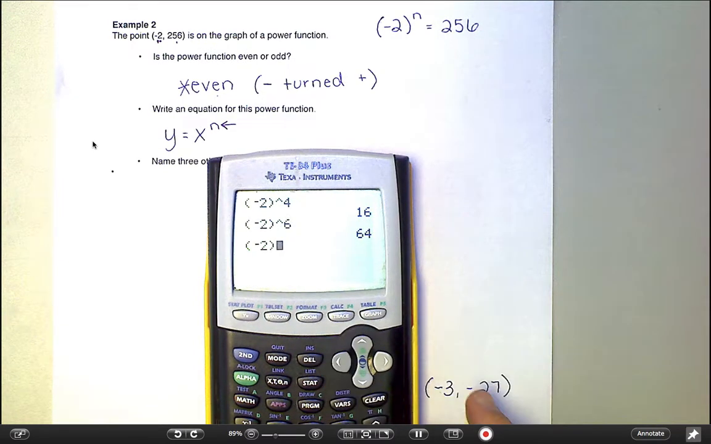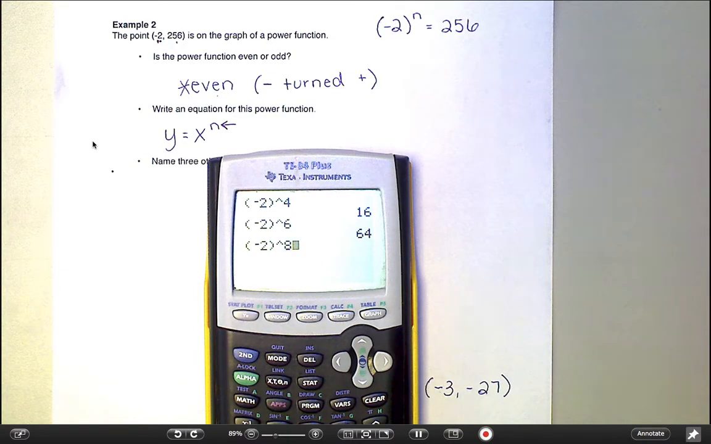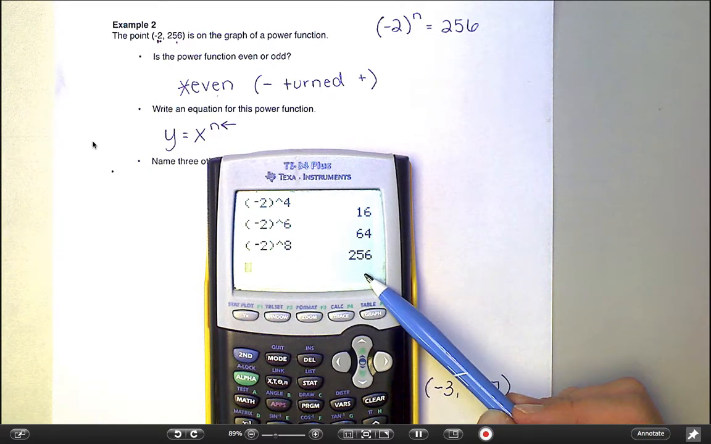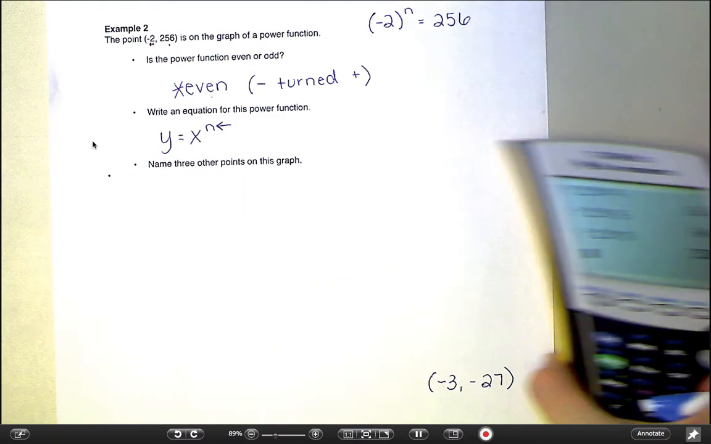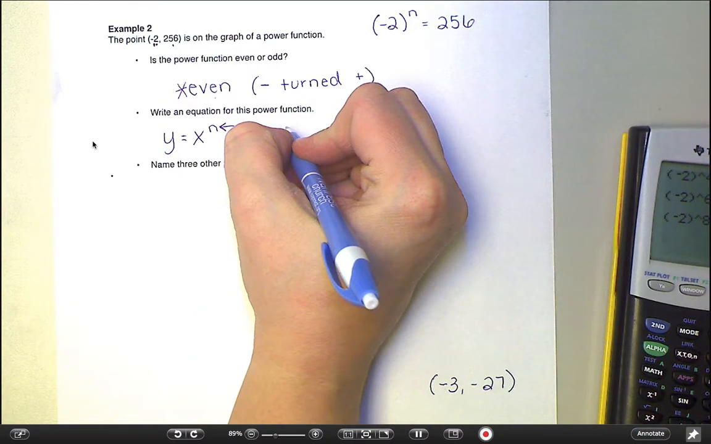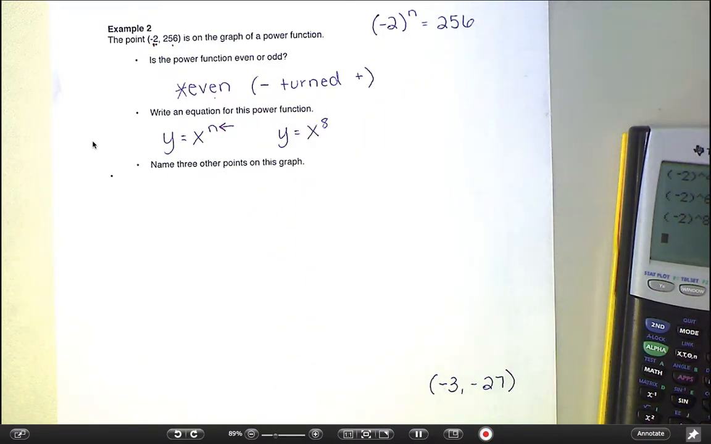-2 to the 8th. By the way, some of you probably already knew the answers to some of these ones, so you wouldn't have had to guess them. Okay, I'm kind of making a point here. -2 to the 8th. Oh, hey, look at that. -2 to the 8th is 256. So that means 8 is my magic exponent, and that means my equation must be y equals x to the 8th power. That's all there really is to that.